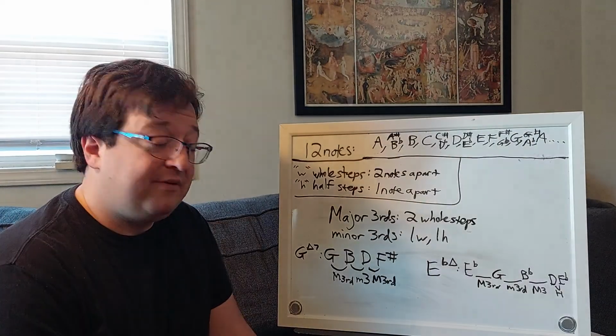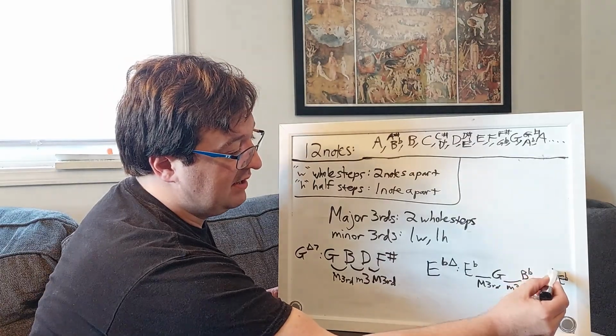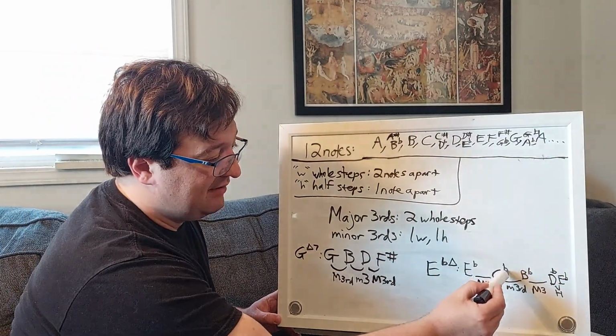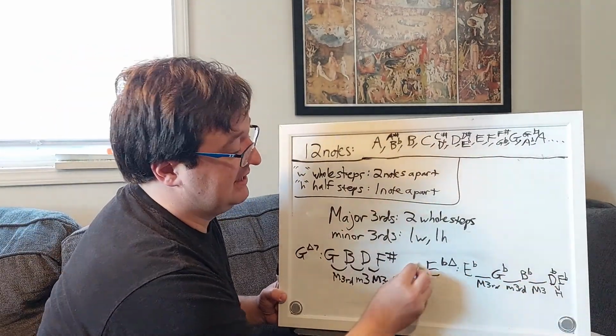If you remember, a shorthand way to do this is just flat the 7. So if we want an E flat 7, we would have a D flat in the chord. If we want an E flat minor, we would have a G flat in the chord. And that would be an E flat minor 7.